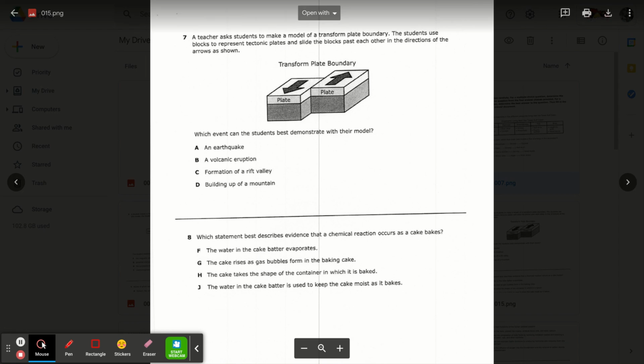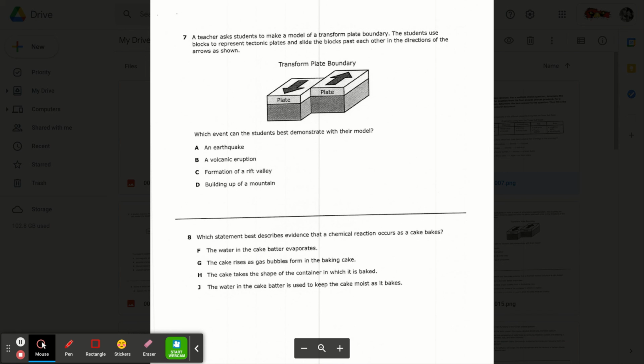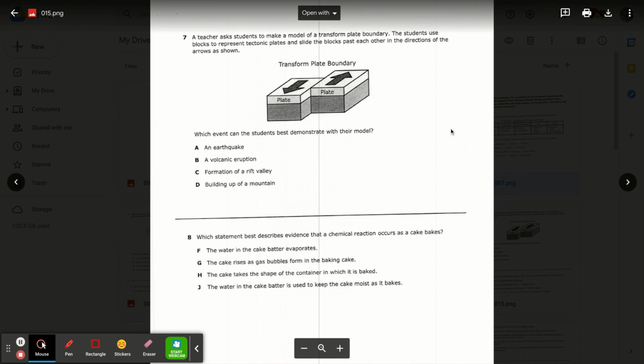A, an earthquake. B, a volcanic eruption. C, formation of a rift valley. Or D, building up of a mountain.